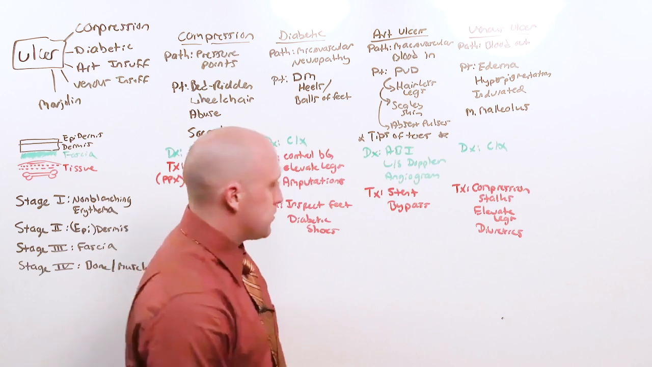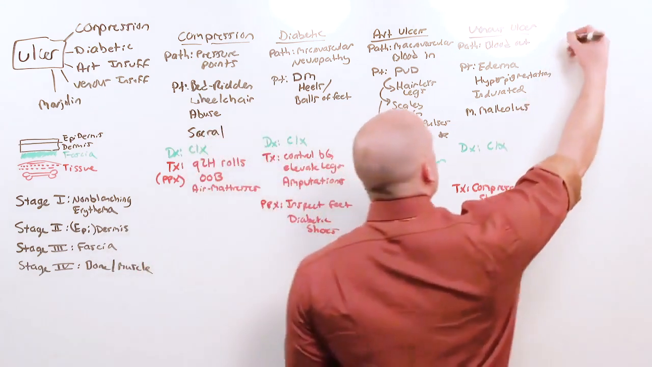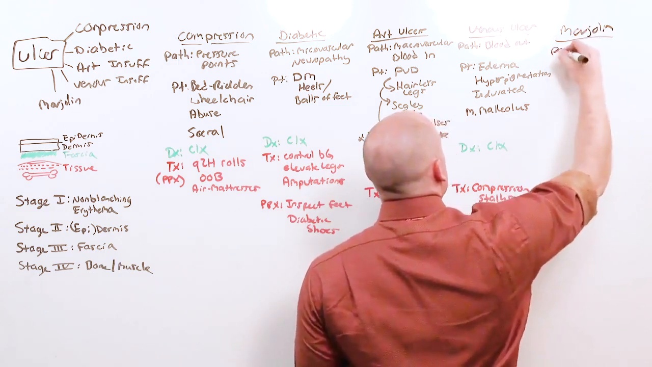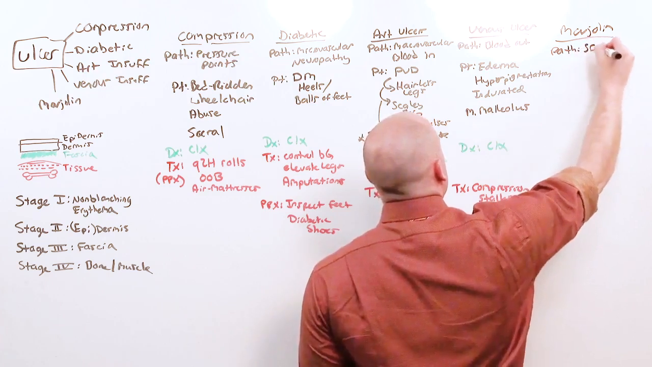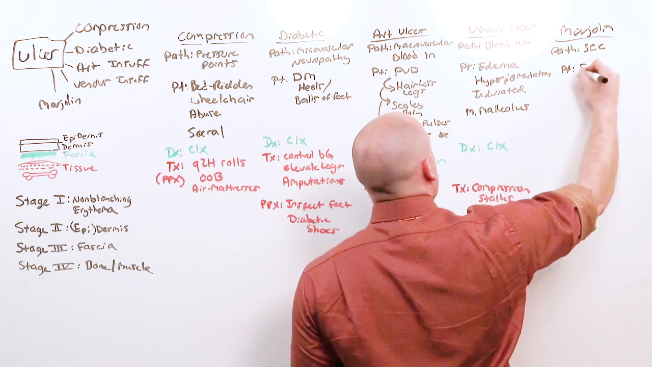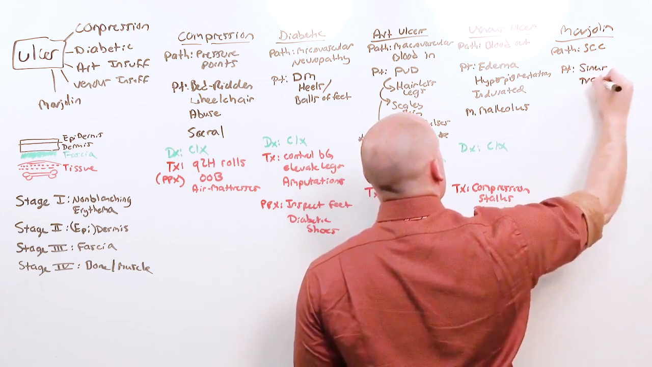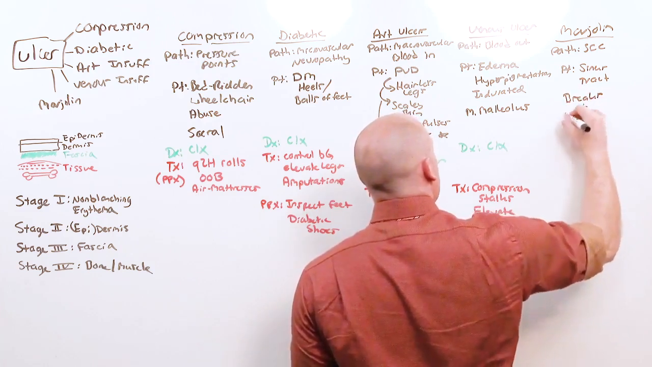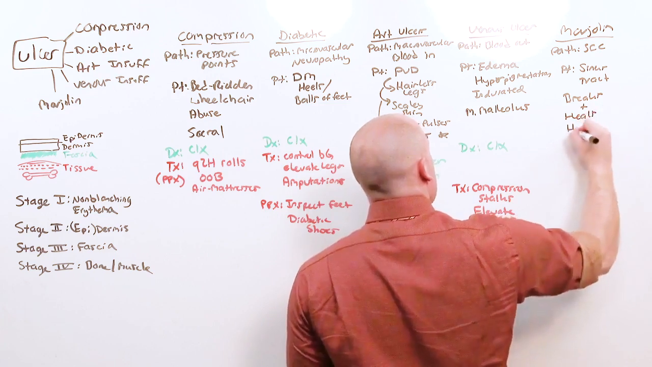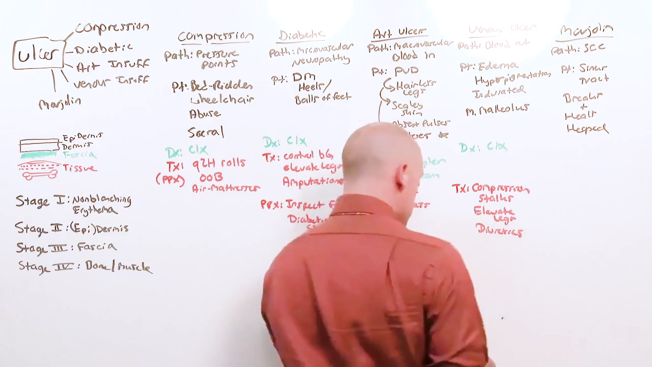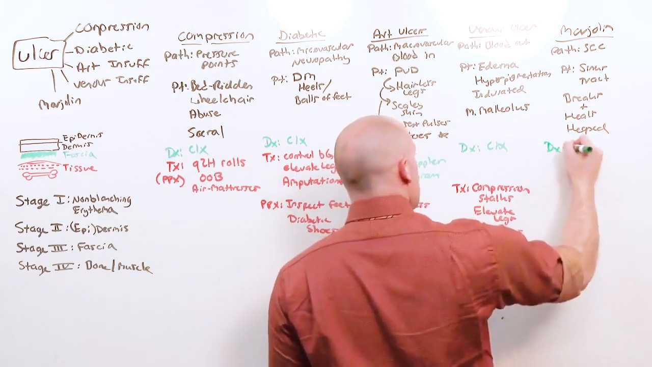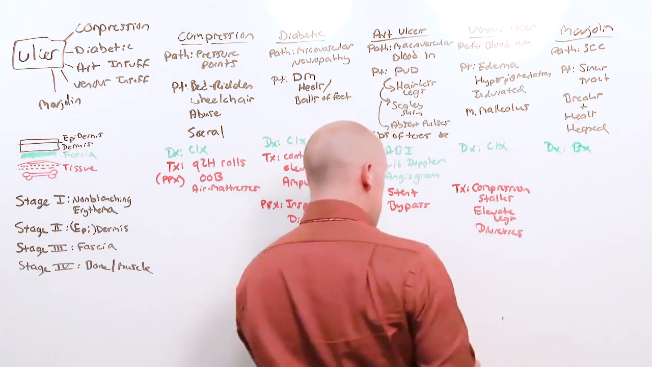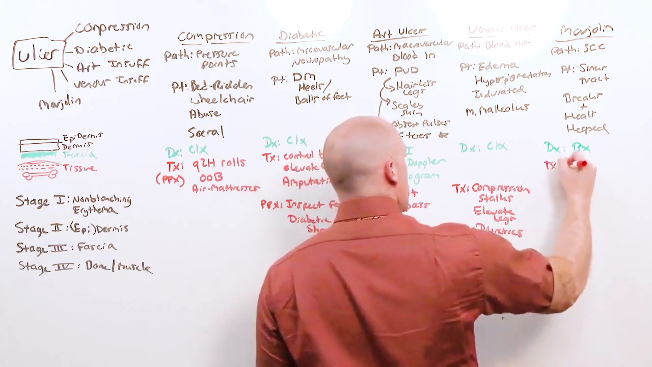The last one's low yield, and I include it because if you see it, it's 3 points: the Marjolin ulcer. This is actually squamous cell carcinoma. And the way it's going to present is either an ulcer with a sinus tract or one that breaks down and heals over and over and over. It'll have heaped up margins because it's a cancer. And this is the only one you actually want to biopsy. Notice we did not biopsy any of these ulcers. You biopsy the Marjolin ulcer to see the squamous cell carcinoma, and then you treat it with wide resection.